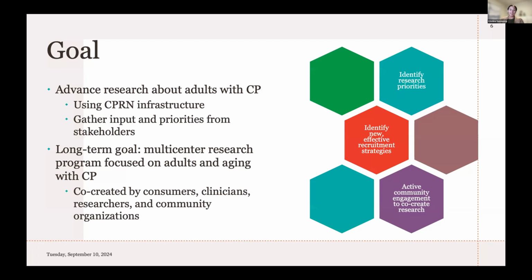So that led to this study, which has the goal of advancing research about adults with CP. We wanted to use the CPRN research infrastructure to gather input and priorities from stakeholders, with the long-term goal being to develop this multi-center research program that's focused on adults and aging with CP. And we really wanted the research agenda to be co-created by consumers, clinicians, researchers, and community leaders.